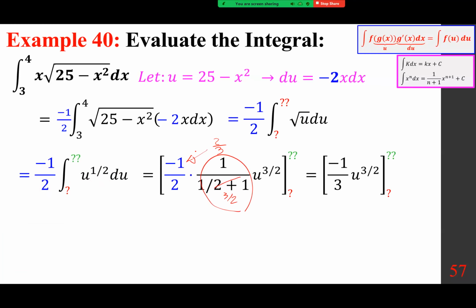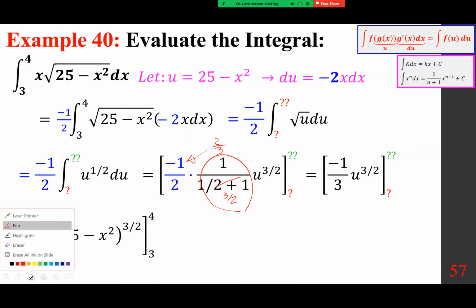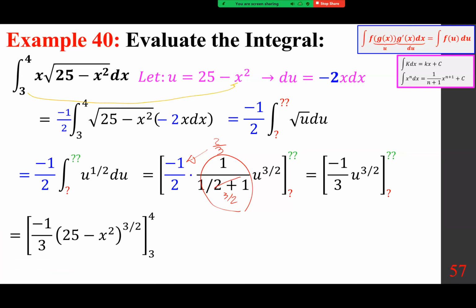And I can replace the u and go with original limits 3 and 4. We can always do that. Or, if I plug in 3 here, 3 squared is 9, 25 minus 9 is 16. So this is the new lower limit. I plug in 4 here, I get 16, 25 minus 16. The new upper limit is 9. So either way is fine. It's probably easier to deal with this guy.